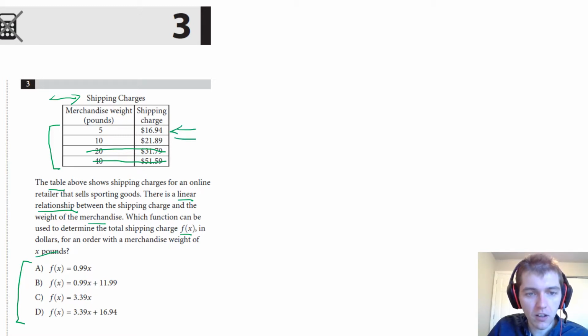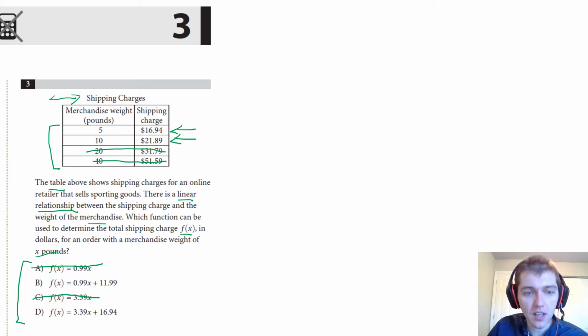So you can see that you know y equals mx plus b. B would be the initial charge. So the charge that you're going to pay regardless of what the weight is. If you ship 0 pounds, there's going to be some charge. And you can see that 10 pounds is $21.89, 5 pounds is $16.94. So 0 pounds is not $0. There's some B term. So right then and there, you can throw out A and you can throw out C because the intercept is not 0. There will be some intercept.